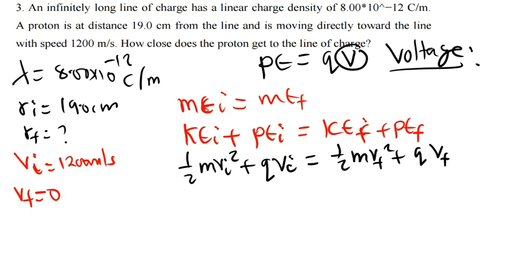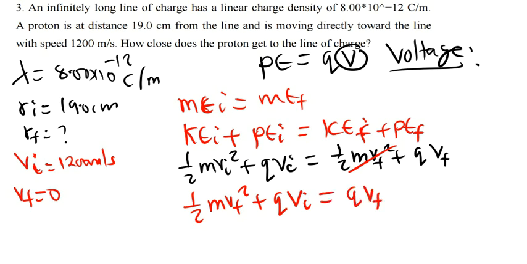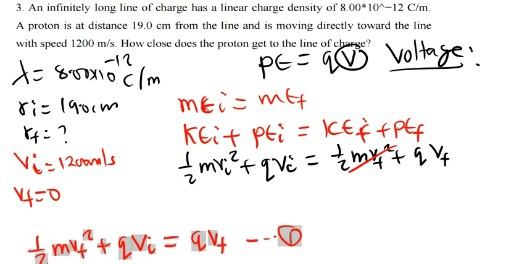One thing we have to remember here is that as the proton gets closer to the line of charge, the final velocity is 0, so we don't expect to have that term. So we have half m v final squared plus, this is the q V initial, that is the voltage, then again q V final. I'm going to leave this formula here. Now I'm going to get it here and put it down here.